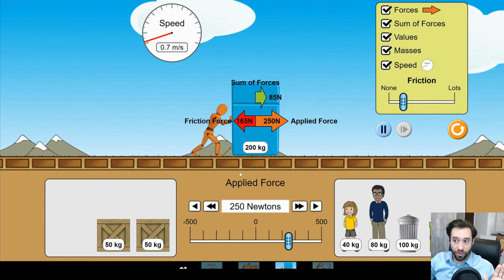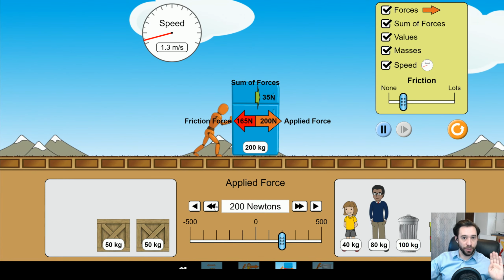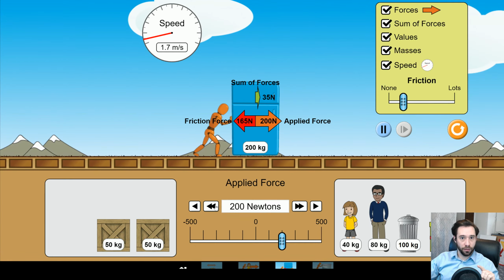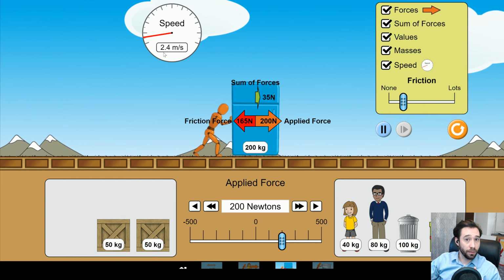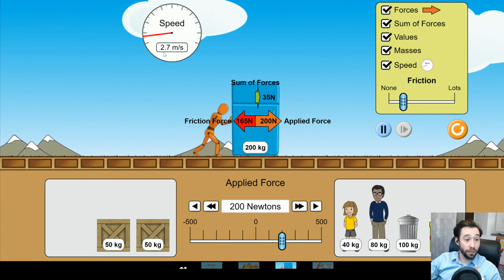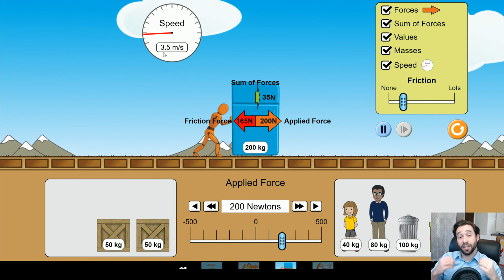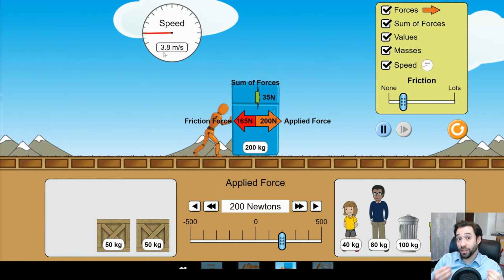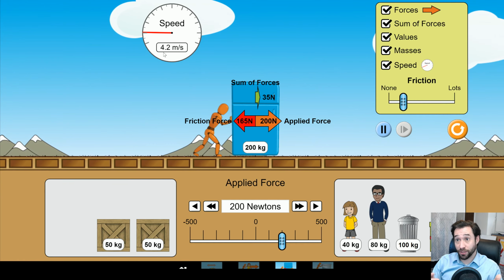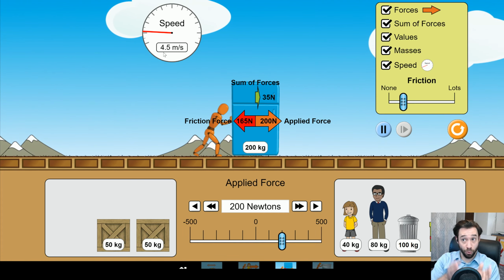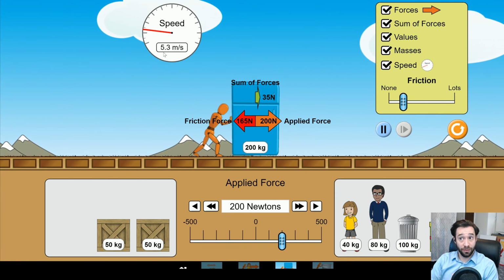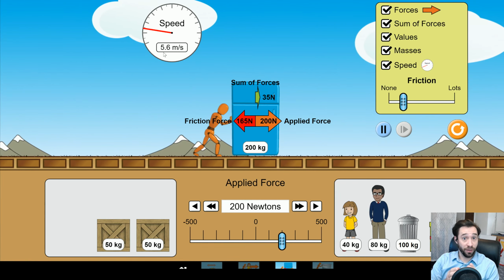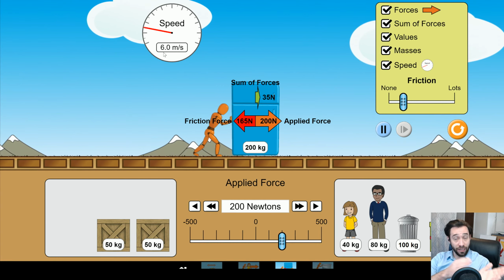It starts to move. Now I'm going to go back to 200. And look at that. It's moving, but more importantly, what's happening to my speed? It's increasing. So that means that if my speed is increasing, if I'm changing my state of motion, I'm going faster and faster as time goes on. I'm at 4.5. Now I'm at 5. I'm at 5.5. And it's speeding up, right?